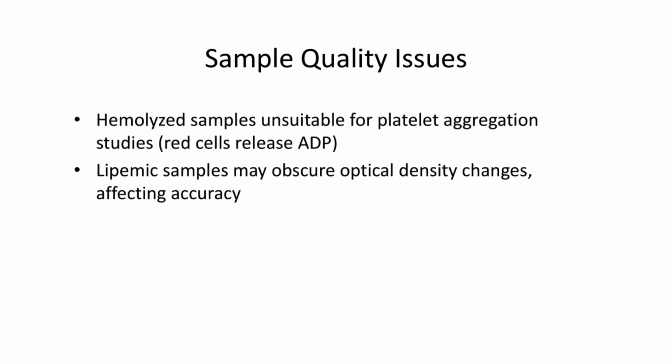Sample quality is also important. Hemolyzed samples should not be used for platelet aggregation studies because red cells release ADP, which interferes with results. Lipemic samples can also cause problems. Excess lipids may obscure changes in optical density, leading to inaccurate measurements in both coagulation and aggregation studies.